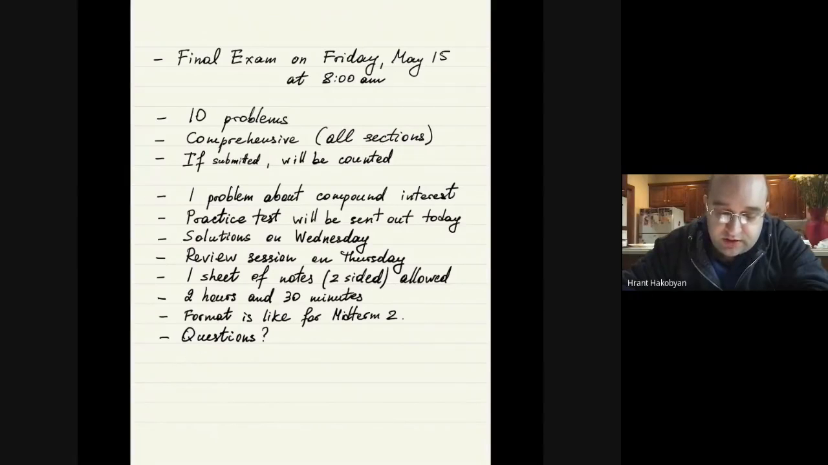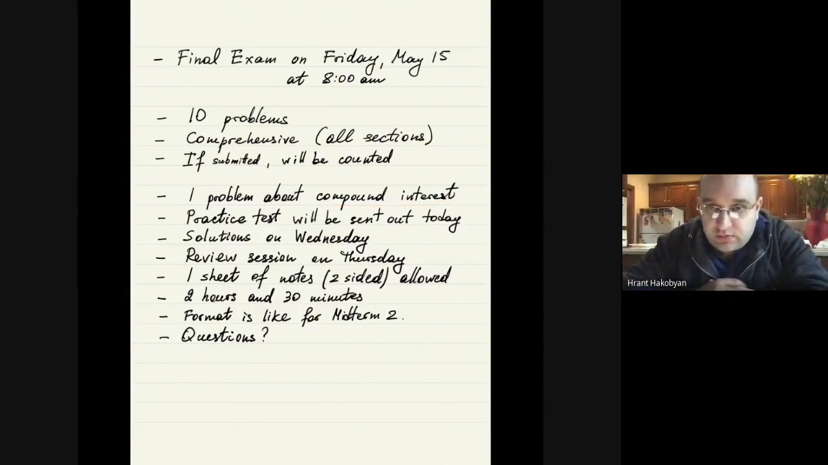So what is the final going to be like? It's going to consist of 10 problems. These problems will be chosen from all sections that we covered, all the way from the very first sections until the compound interest. And if the final is submitted, then it will be counted towards your final grade. So you cannot just take it and then decide you'd rather not take the final. If you're taking it, then you're taking it. I'm going to count it.